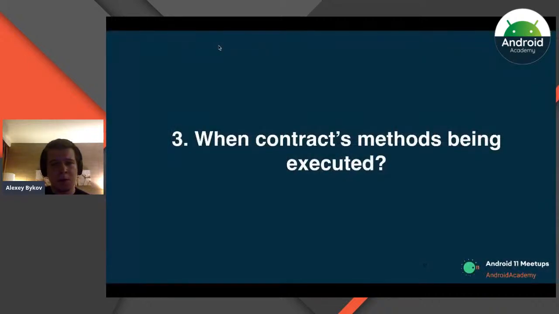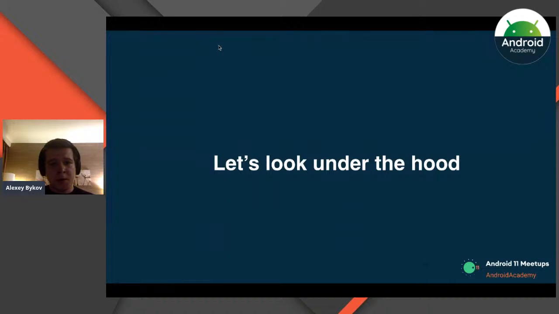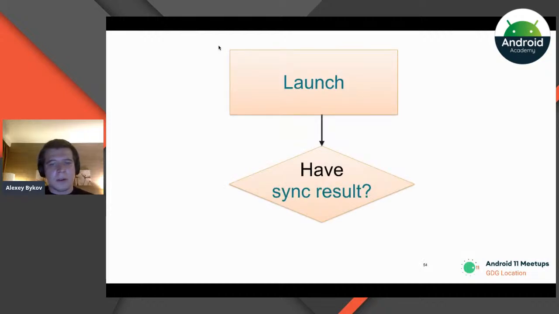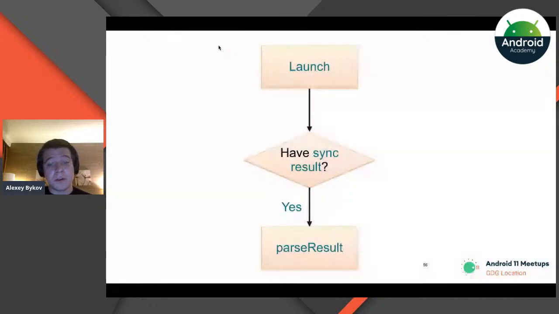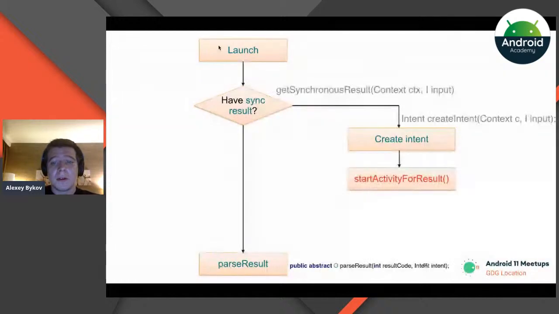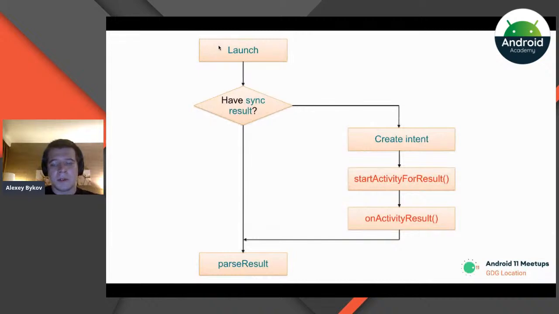But here we probably have the next question. When are the contract's methods executed? To answer, let's look under the hood. When our contract is launched, the first thing checked is whether we have a synchronous result. If we have it, the parseResult method will be executed. If we don't, our createIntent method will be executed. Then internally startActivityForResult, which is actually deprecated, will be executed, but it is still useful inside ComponentActivity. And onActivityResult will be executed as well inside ComponentActivity. And then our parseResult will be executed.